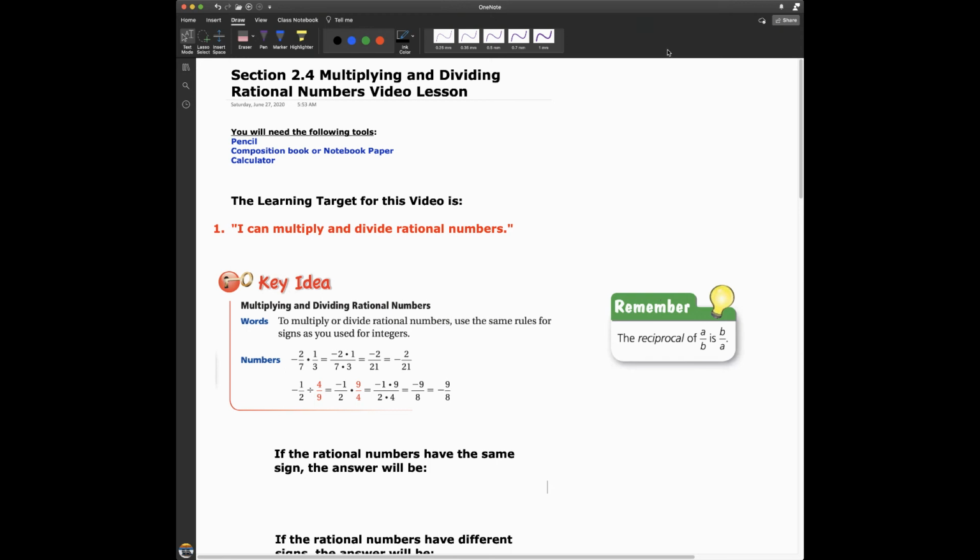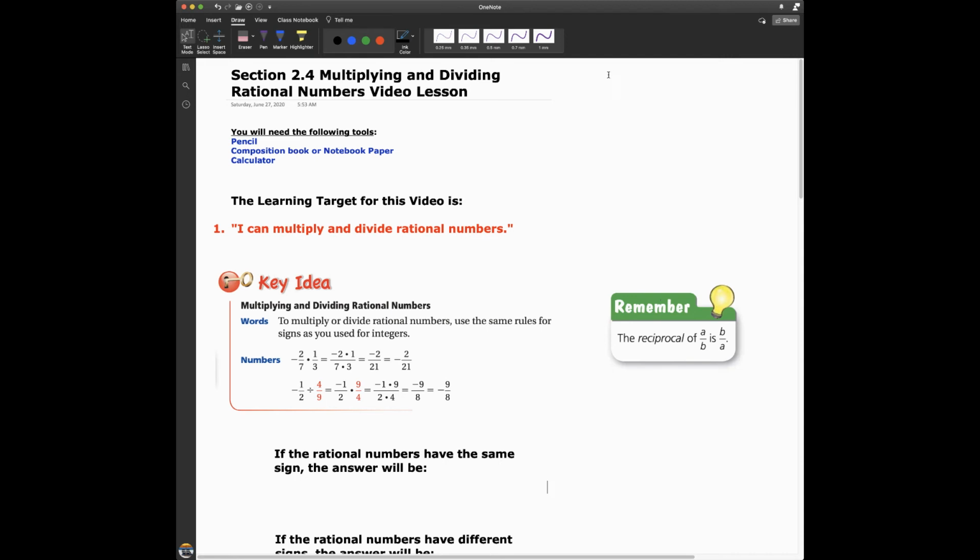Hey everybody, it's Mr. Odom here, and today I'm going to go over the process for multiplying and dividing rational numbers. This will be a quick video because the rules are the same for rational numbers when you multiply and divide them as they are for integers.